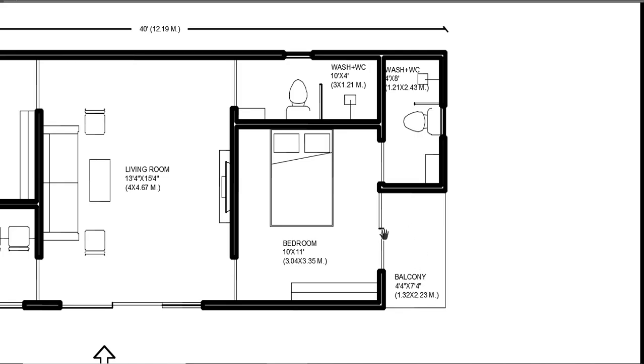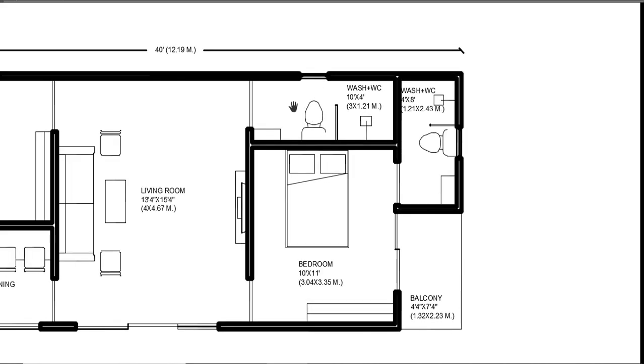You can see here the sliding door to access the balcony, and on the back side we have a common use washroom plus water closet. You can see here the wash basin, water closet, and the shower area, and we have a ventilator for ventilation of this washroom. So this is the floor plan of the house you are watching on the screen.